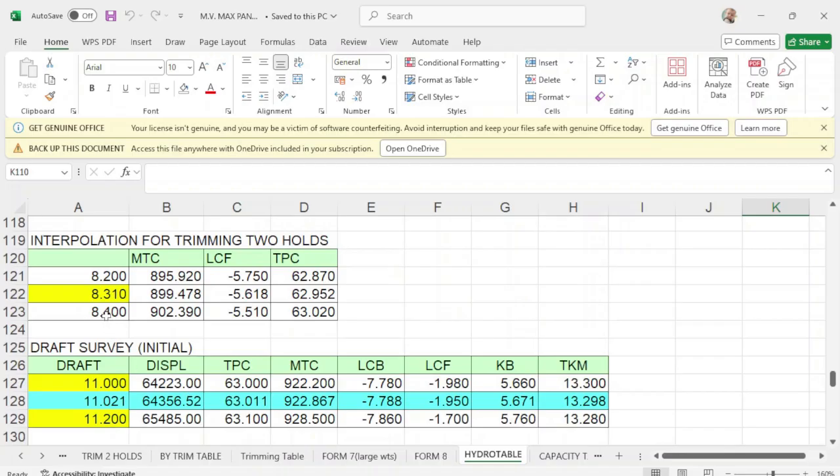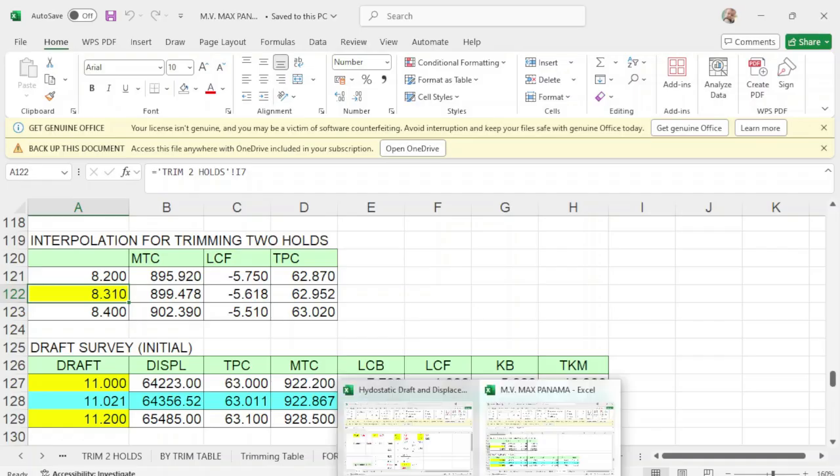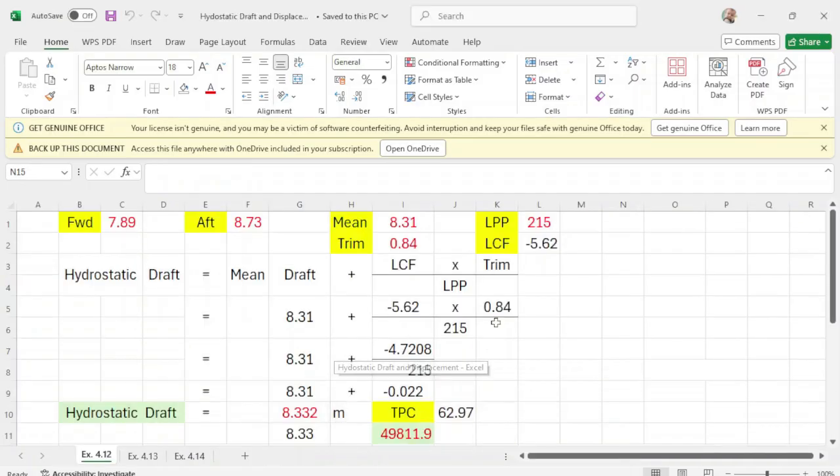This one. Put here 8.31. And LCF is negative 562. Okay, this is the one. So LCF is negative 562.